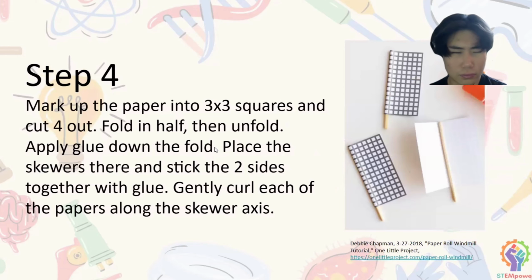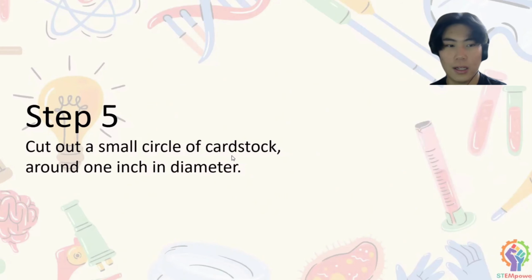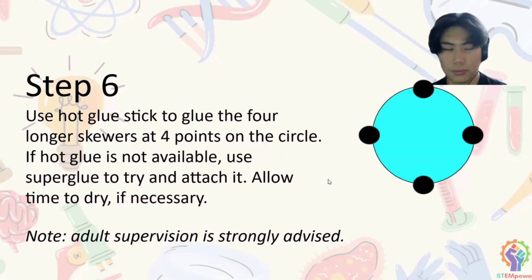Step 4. Mark up the paper into 3x3 squares and cut 4 out. Fold in half, then unfold. Apply glue down the fold. Place the skewers there and stick 2 sides together with glue. Gently curl each of the papers along the skewer axis, as seen right here. Step 5. Cut out a small circle of cardstock around 1 inch in diameter.